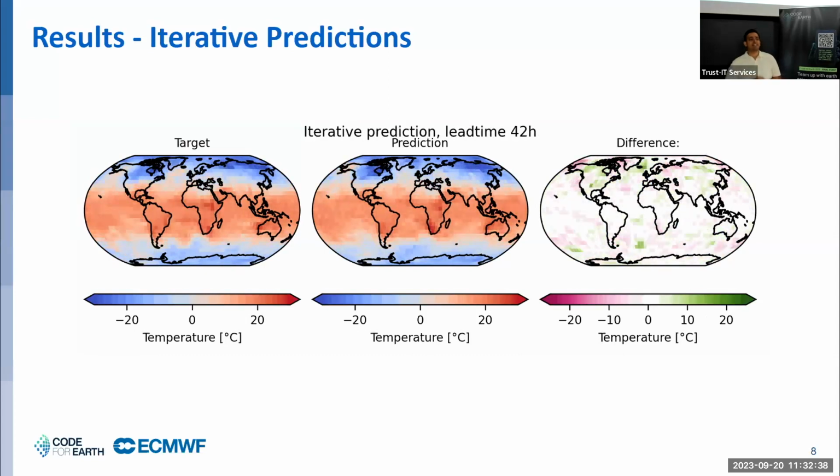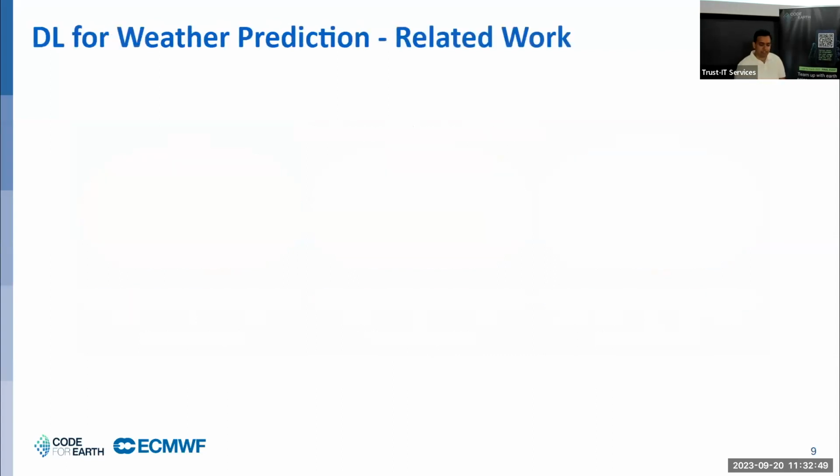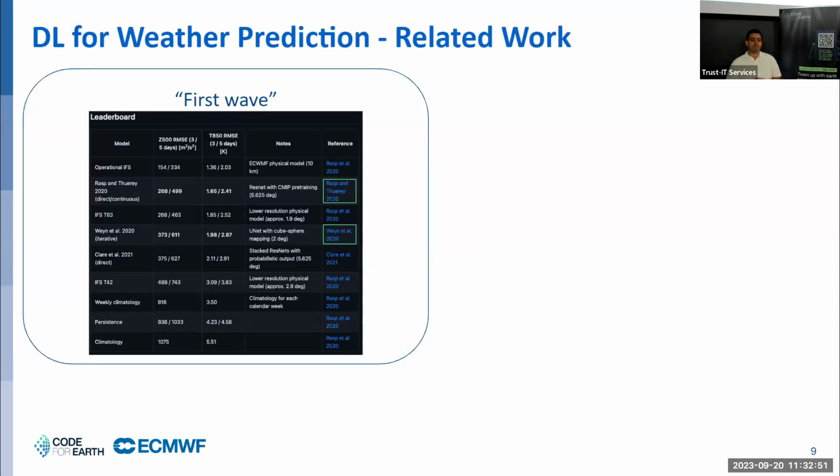So now we have seen these qualitative results or good images, but we need to do more quantitative analysis, or compare with different baselines. For this, the first wave of deep learning methods for weather prediction came with the release of the WeatherBench datasets, and we had different models starting roughly around 4 to 5 years back.